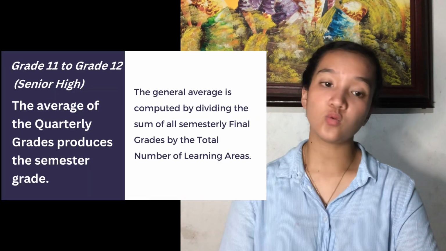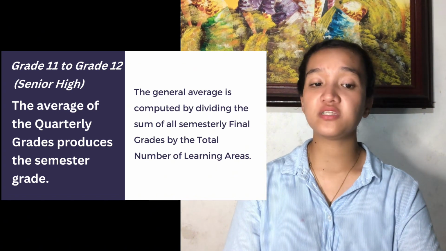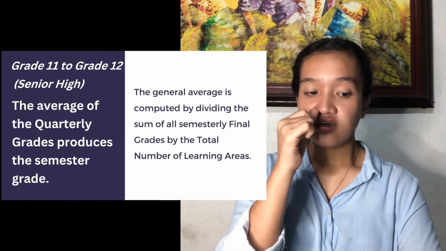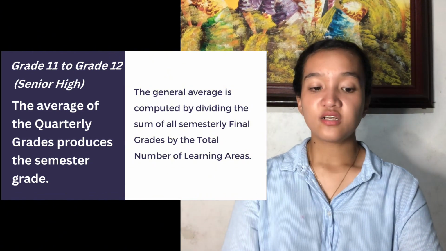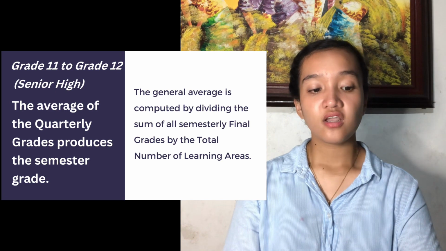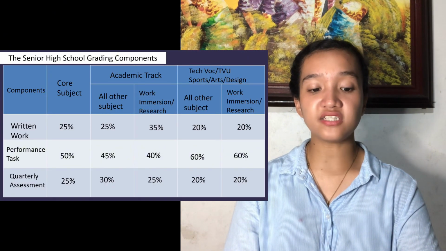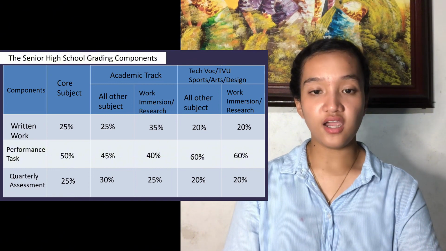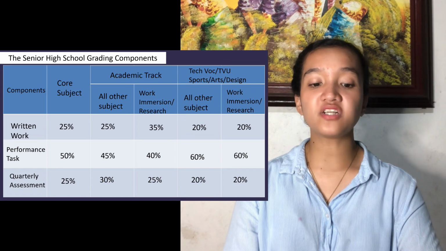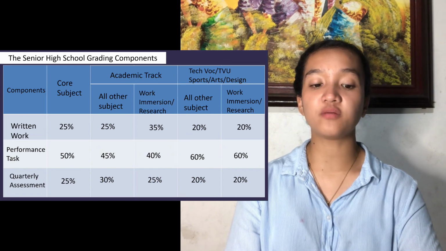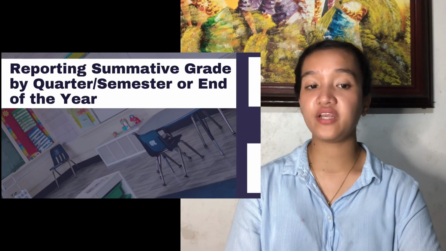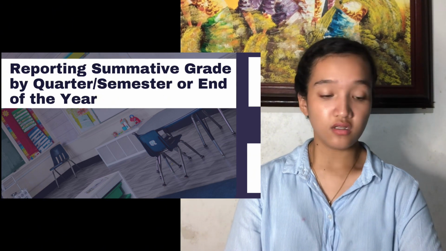Next, we have senior high school. The average of the quarterly grades produces the semester grade. First, learners are graded on 3 components every quarter. But here, there are also core subjects, academic track, and technical-vocational, sports, art, and design. These components are given a specific weight that varies, and all grades are based on the weighted score of learners. Then the last one is reporting the summative grade by quarter, semester, or end of the year.